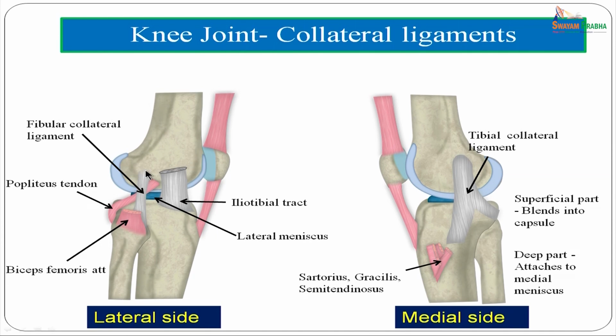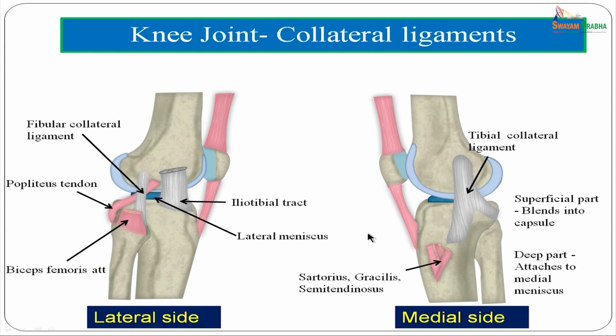You see this ligament extending from the lateral epicondyle of the femur to the head of the fibula. This is the fibular collateral ligament, which is a thick cord-like structure, and it is overlapped by the tendon of biceps femoris. It is holding the lateral ends of the condyles of the femur and the tibia together. And note that the tendon of the popliteus, which is getting inserted into the lateral condyle of the femur, runs between the fibular collateral ligament and the lateral meniscus here.